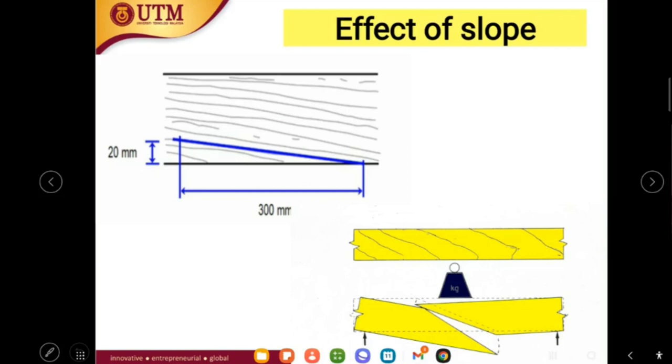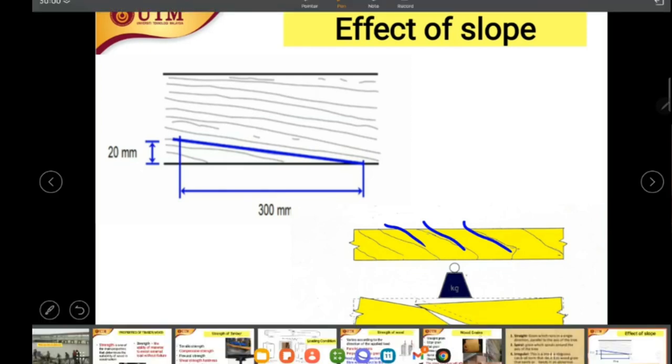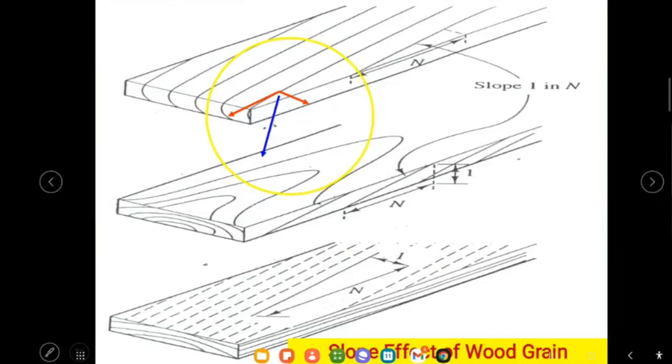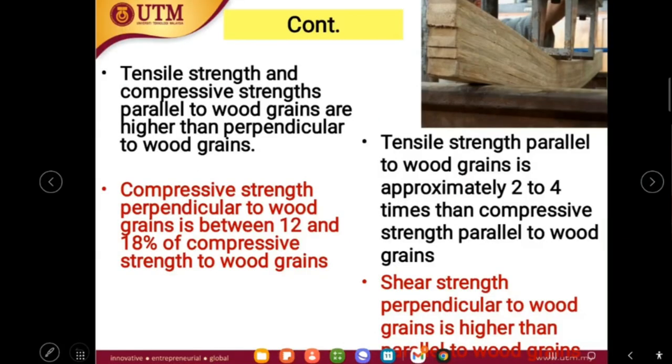Okay. So the effect of the slope of grain is like this. It is very simple. When we have a timber which has this slope of grain, if we load it, normally the failure surface will happen along the grain. It will happen like this. So you can also refer to the slides that I have already uploaded on fractography. This is what we call the fracture origin. And then this is how we calculate the angle of the grain. Okay, and then we continue.